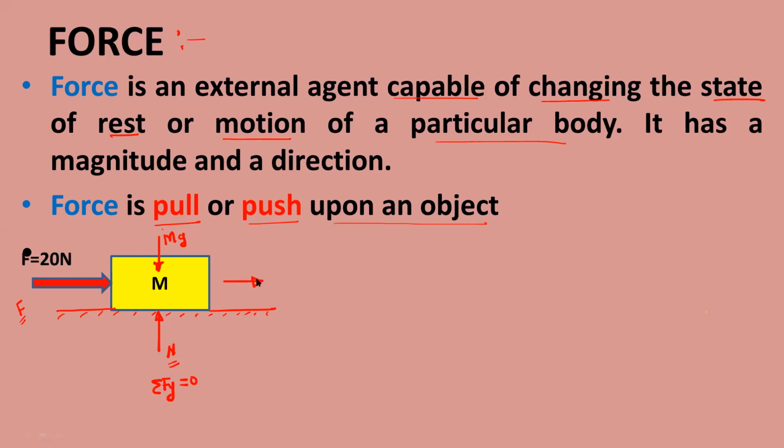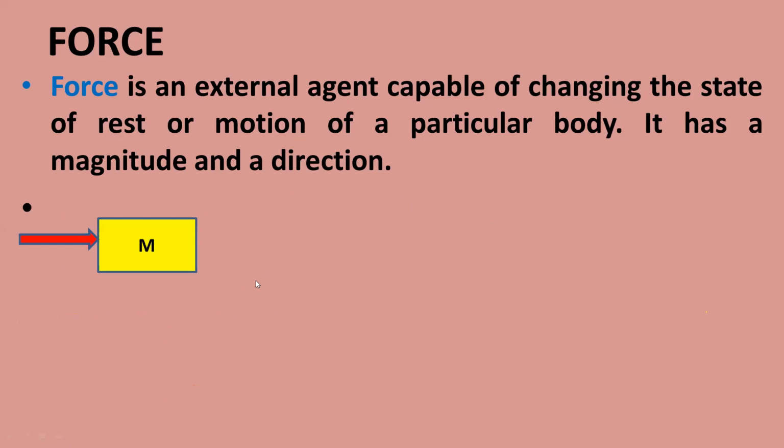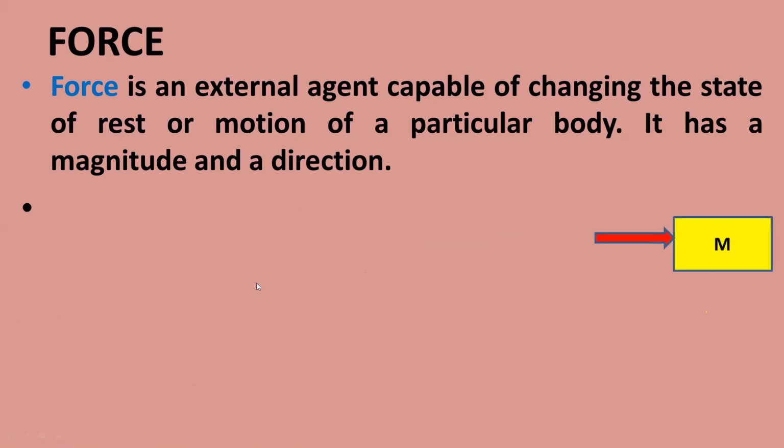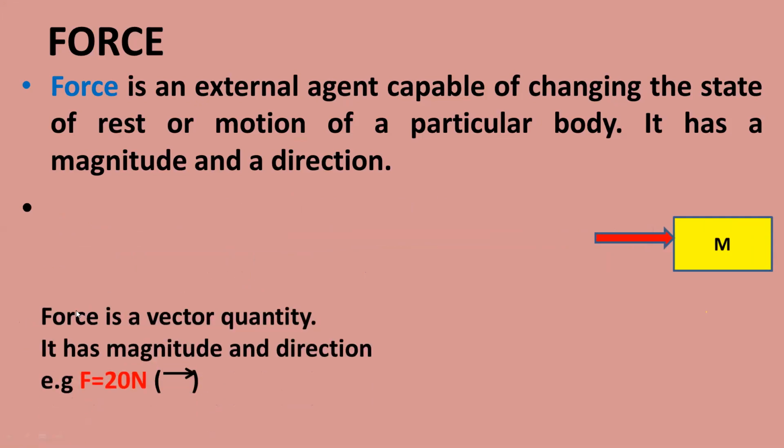Suppose force F is equal to 20 Newton. Then you can see the acceleration in the object. Force is an external agent which is capable of changing the state of rest or state of motion of a particular object, and it is a vector quantity. That means when we write the force value, along with the force magnitude, we have to mention its direction. So this is the direction, and F is equal to 20 Newton.